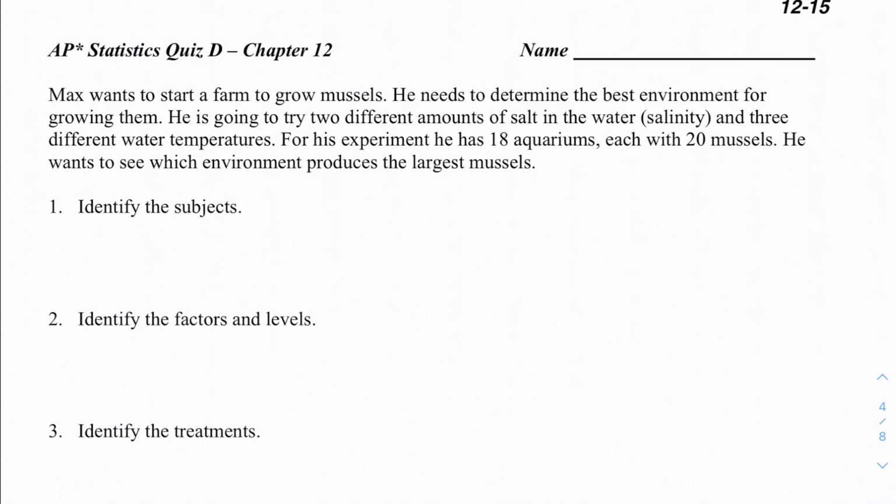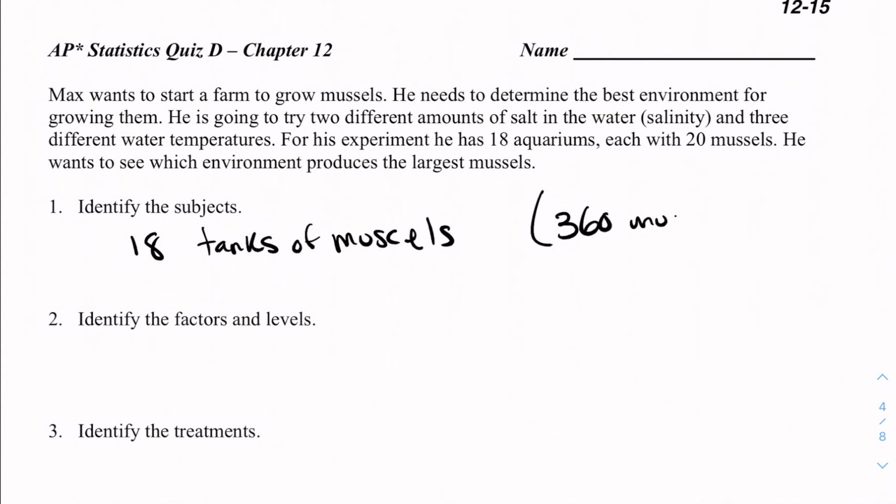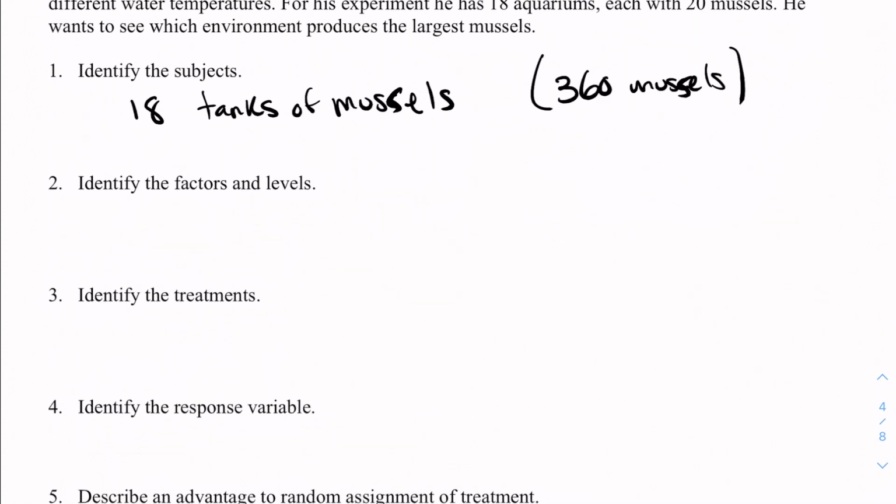So first we need to identify the subjects. So it's not just the mussels themselves, but it's the 18 tanks of mussels, which I believe is around 360 mussels altogether. Let's say mussels. Mussels. There you go.